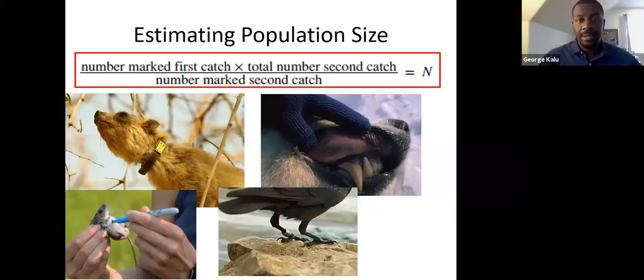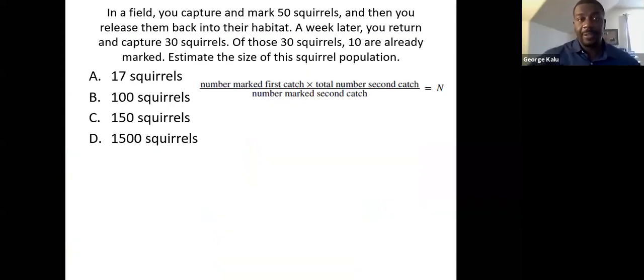So here we have an example. In a field you capture and mark 50 squirrels, and then you release them back into their habitat. A week later you return and capture 30 squirrels. Of those 30 squirrels, 10 are already marked. Estimate the size of this squirrel population. Go ahead and use your phones as calculators, or get a calculator and try to work this one out and see what you come up with, and then let me know what you get. So we have 17, 100, 150, or 1,500 squirrels.